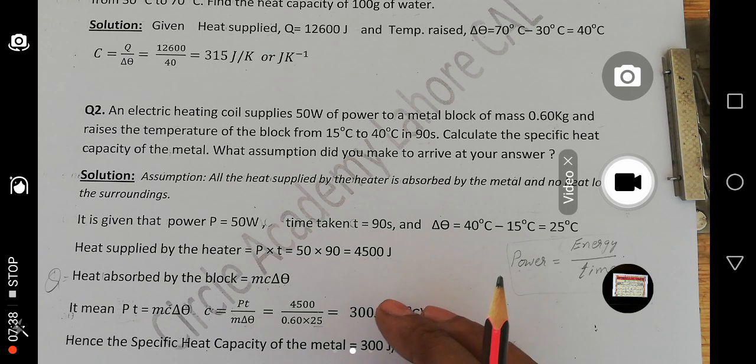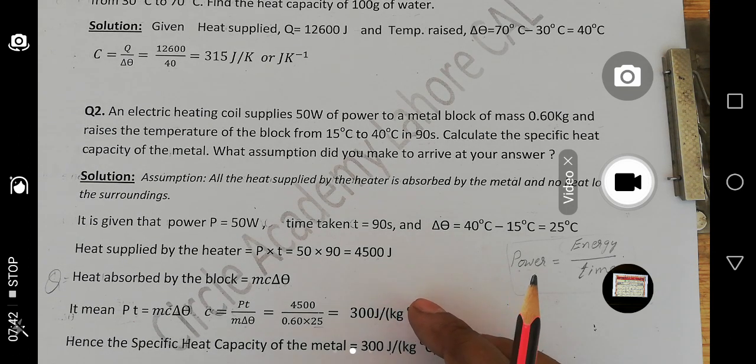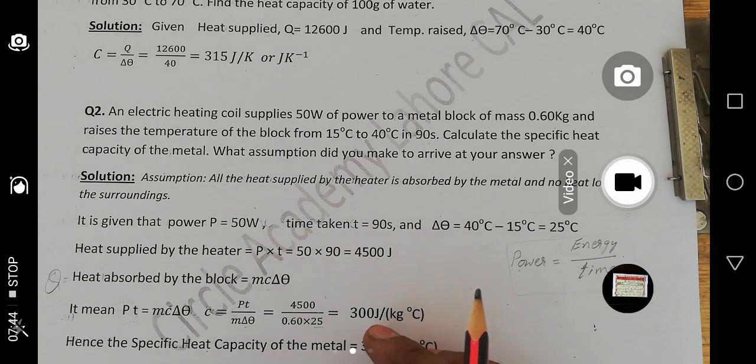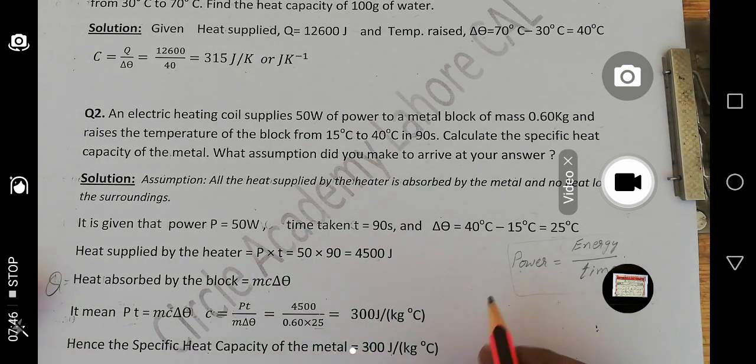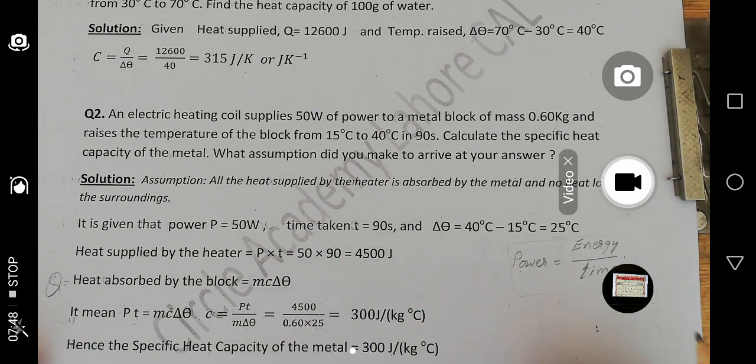You must be aware that the specific heat capacity of a pure substance is a constant quantity. Okay, for a pure substance these values of specific heat capacity are always constant values.